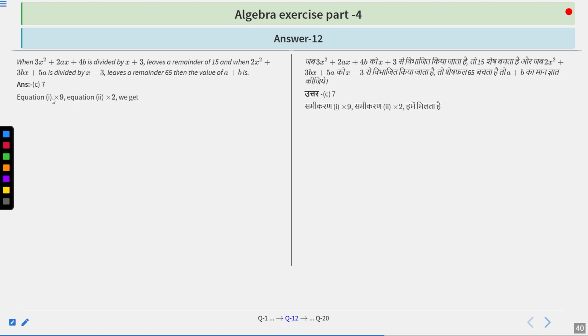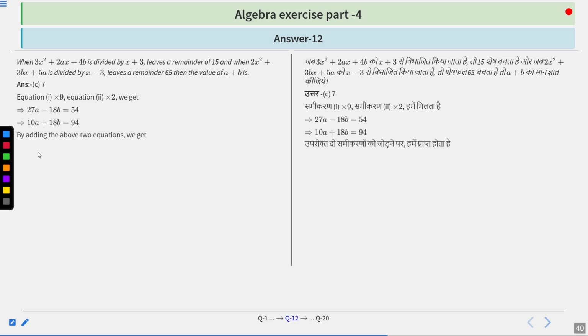So equation 1 into 9, equation 2 into 2, we get 27a minus 18b equal to 54 and 10a plus 18b equal to 94. By adding the above two equations, we get 37a is equal to 54 plus 94, which is 148. Therefore, if 37a is equal to 148, then a is equal to 4.